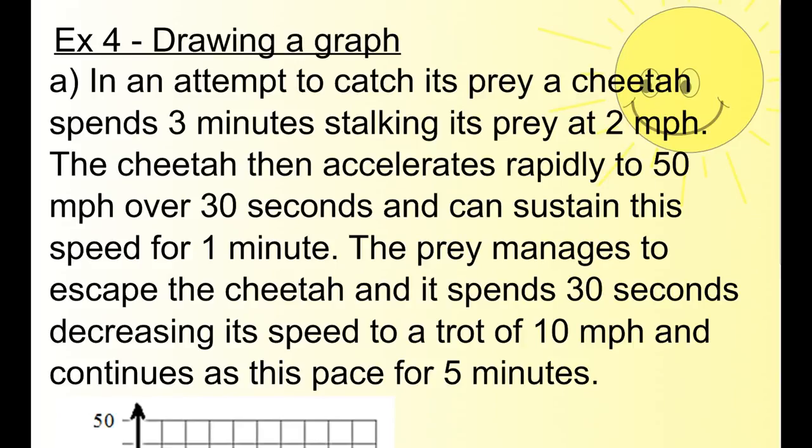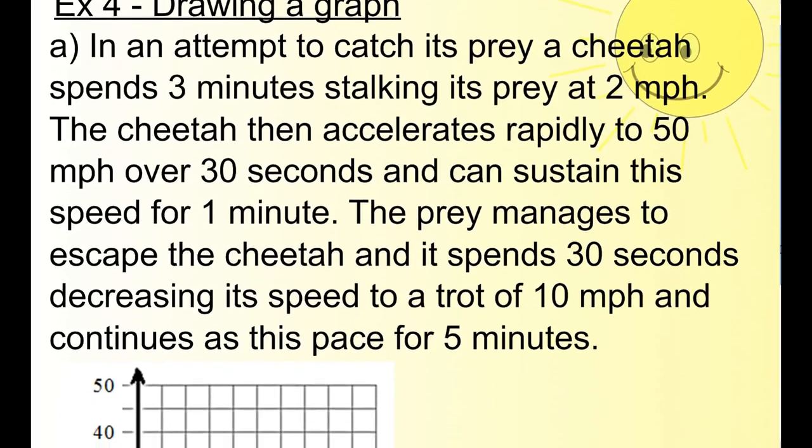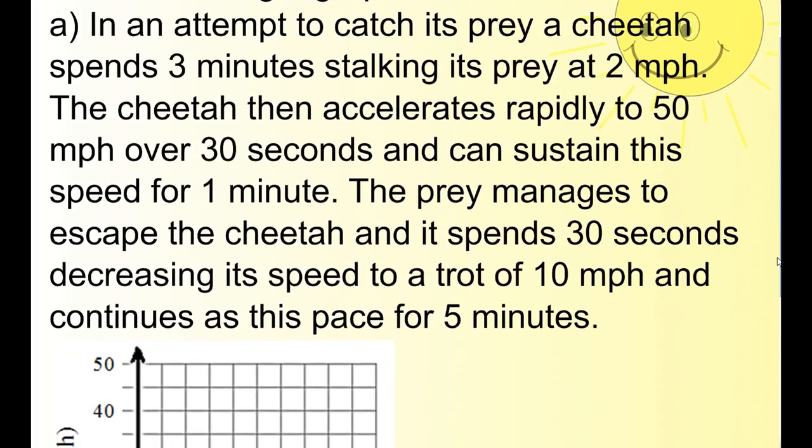Example 4. In an attempt to catch its prey, a cheetah spends 3 minutes stalking its prey at 2 miles per hour. The cheetah then accelerates rapidly to 50 miles per hour over 30 seconds and can sustain this speed for 1 minute. The prey manages to escape the cheetah, and it spends 30 seconds decreasing its speed to a trot of 10 miles per hour and continues at this pace for 5 minutes.